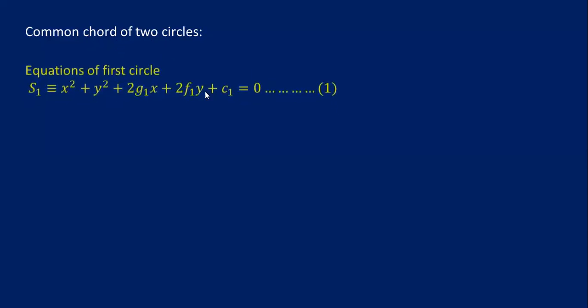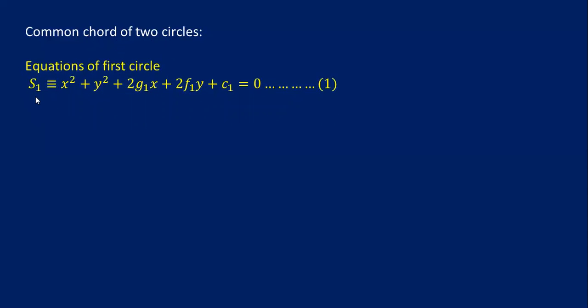Okay, viewers, today's topic is common chord of two circles. Now see the equation of the first circle. That means S1 equivalent to x squared plus y squared plus 2g1x plus 2f1y plus c1 equals 0. This is the equation of the first circle.